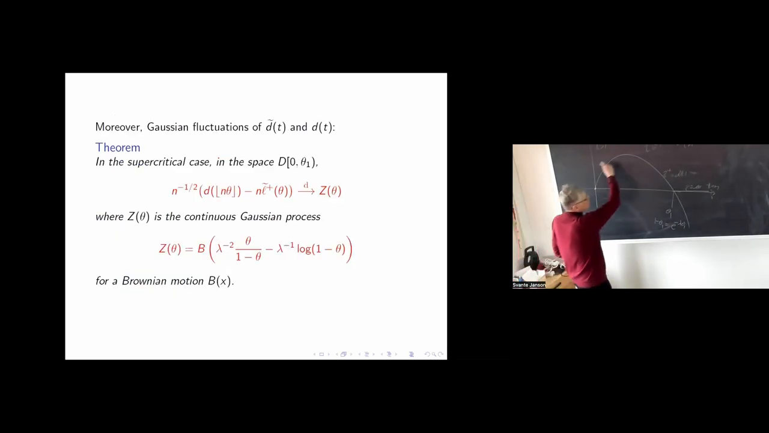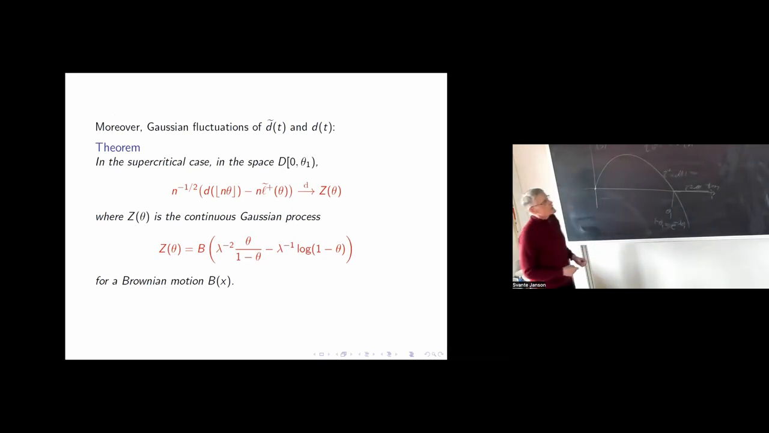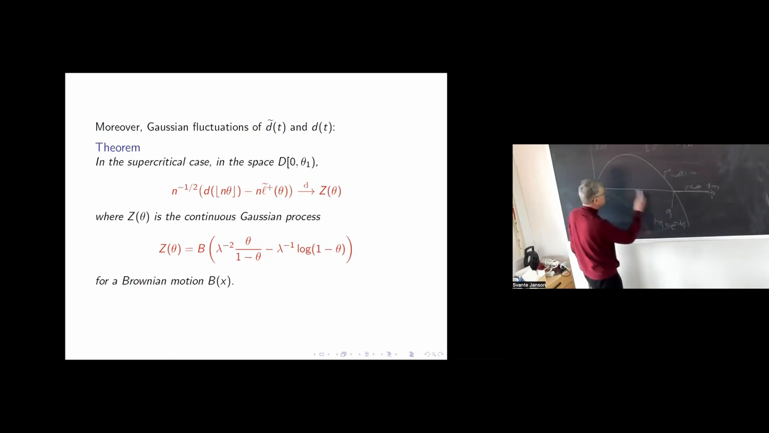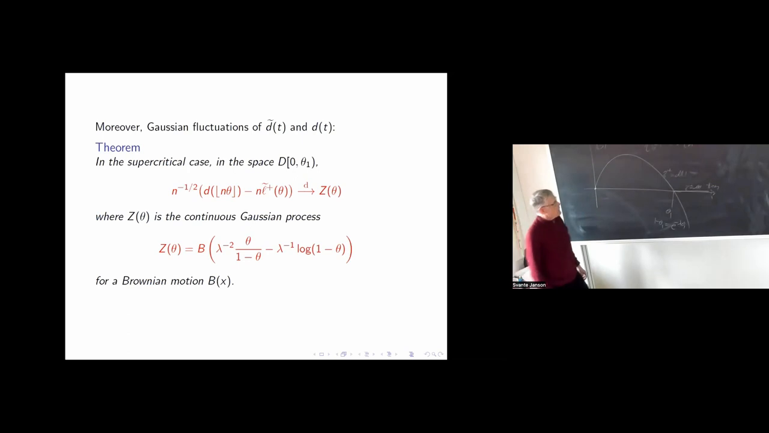Moreover, I said we had convergence here. I will not write down a precise theorem, but actually we have some Gaussian fluctuations here formally. If I subtract n times this from my depth and divide by the square root of n, I have convergence to a certain continuous Gaussian process in this range up here. And what happens is that I get convergence for d tilde all the way up to one minus epsilon at least. And then that restricts here, I get the same thing for d. And we have some formula for the variance also.